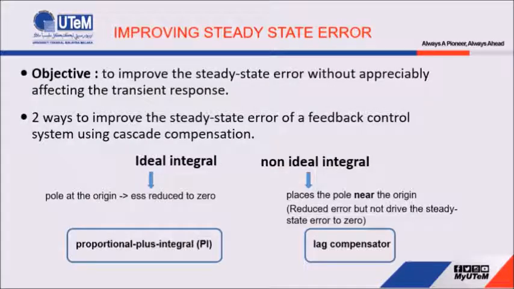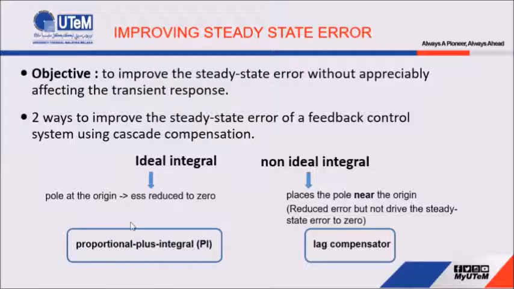Now let us look at how to improve the steady state error without appreciably affecting the transient response. There are two ways to improve the steady state error for the feedback control system using cascade composition. First, we can use ideal integral, and second, we can use non-ideal integral. For ideal integral, we combine the integral equation with the proportional equation, which we call a proportional plus integral PI controller. The idea is we add another pole at the origin, and when there is a pole at the origin, the system becomes type 1. So when the system is type 1 for position control, the error becomes 0.